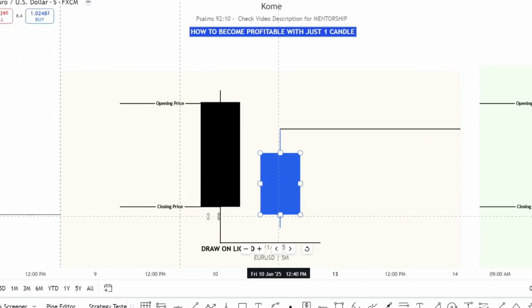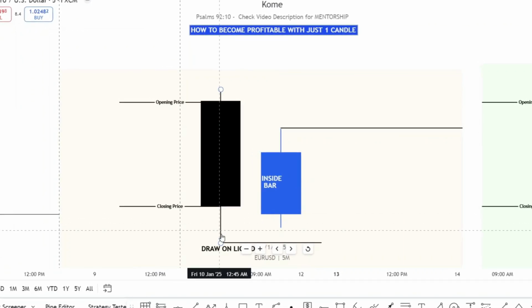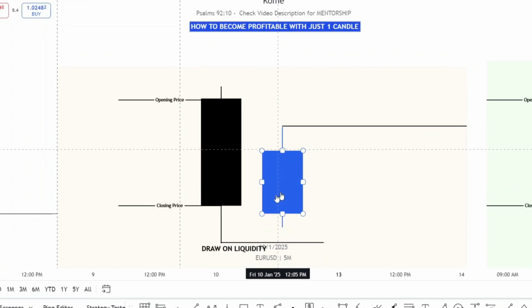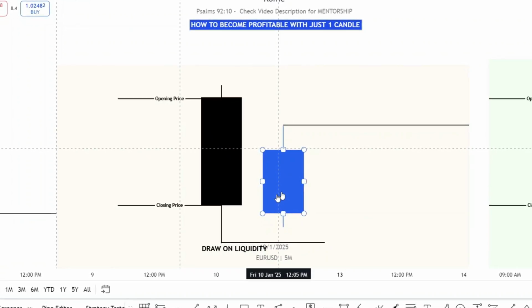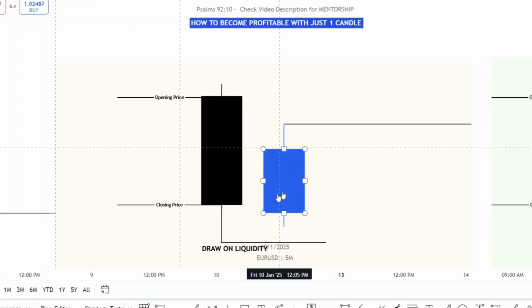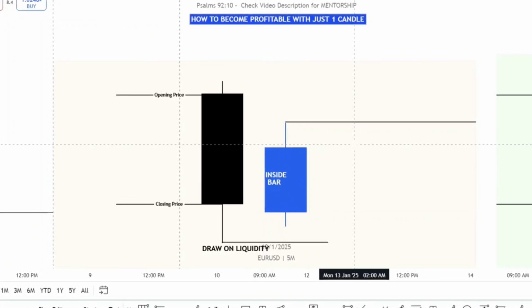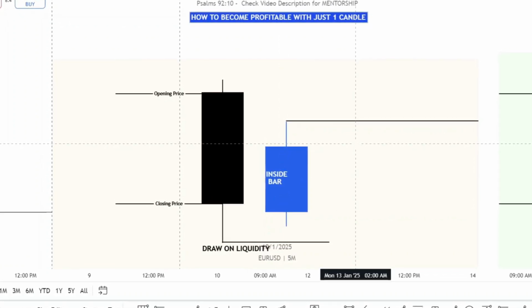Price trades into this low and refuses to take this week's low before pushing to the upside. So how do we know that we are going to take a buy or sell? We don't know yet until the inside bar is formed. So this is exactly how this strategy works, how this method works.